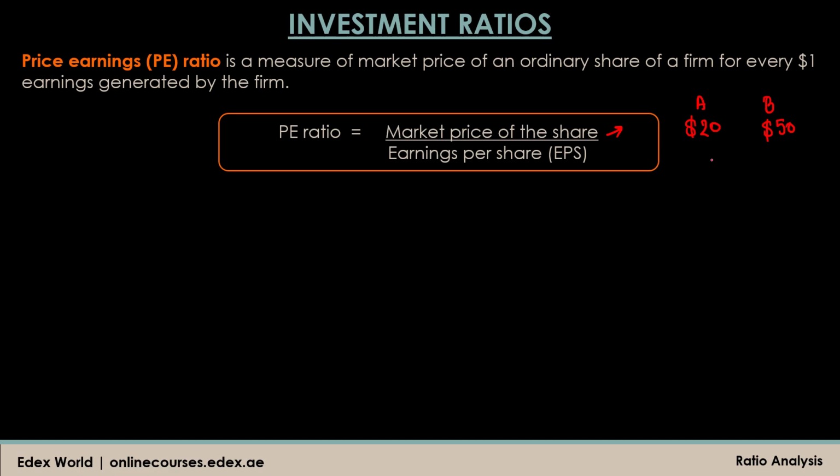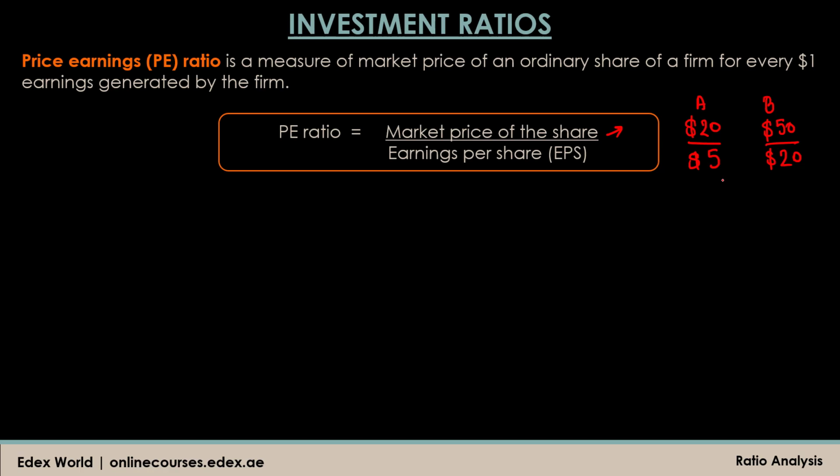So let's say firm A is able to earn an EPS of $5 for the shareholders. So if you own one share of firm A, you are getting an earning of $5 every year per share, while firm B is able to generate an EPS for its shareholders of $20 per year. So every share of firm B you hold, you will get $20 earnings during the year.